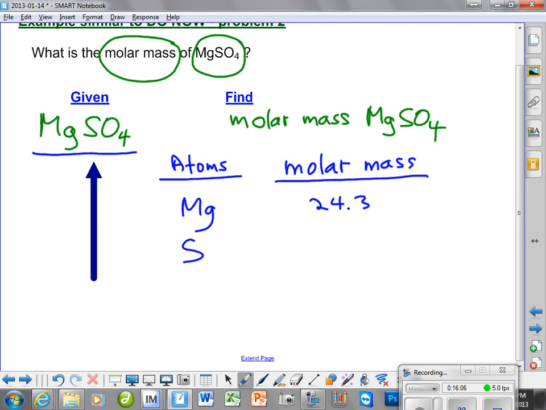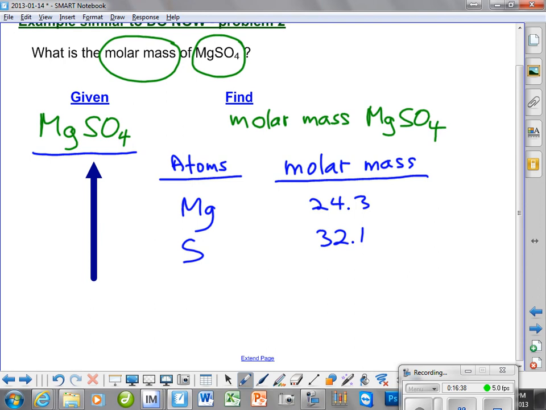We got sulfur, and how much? We got one of them. And what's the molar mass of sulfur? That you need your book for. Sulfur is what? 32. 32.06. I'm going to round that to 32.1. Okay? Just one decimal is fine.